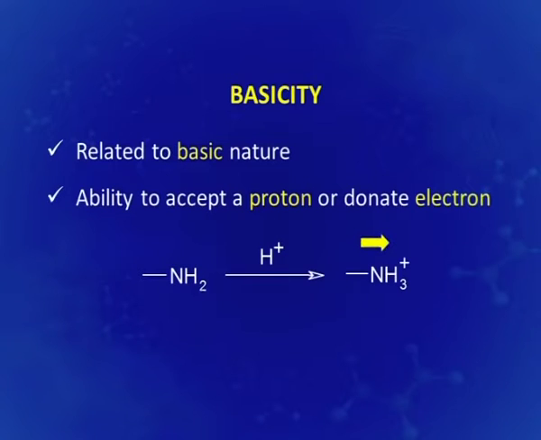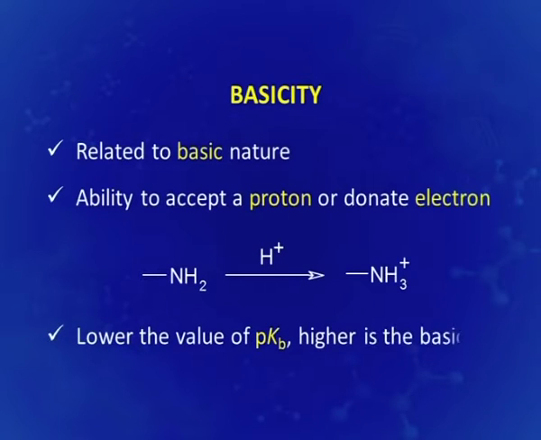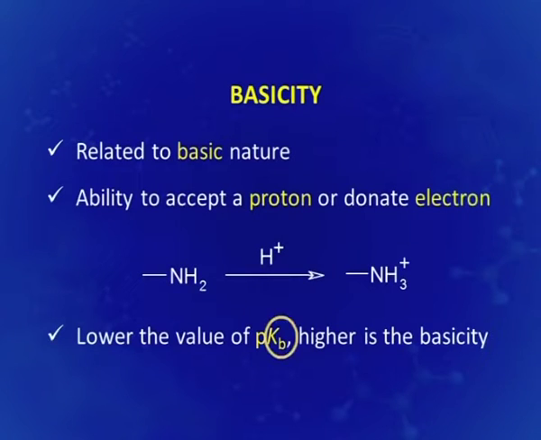converted into an ion. It has taken up one proton, and we generally define the strength of bases on the basis of their pKb values. Lower the value of pKb, higher is the basicity. The rate of reaction in case of bases is defined by Kb, which in turn ascertains the value of pKb, and lower the value of pKb, higher is its basicity.